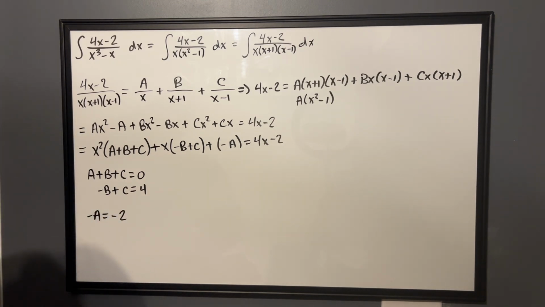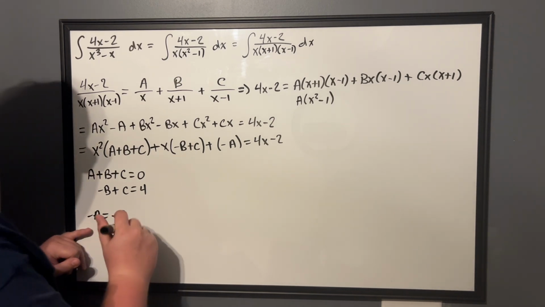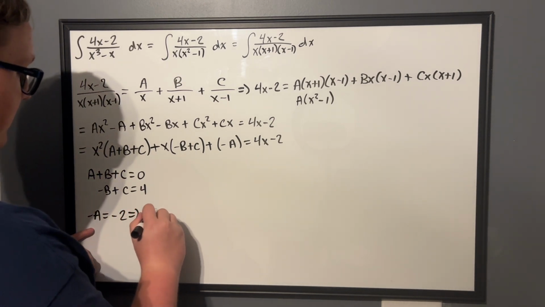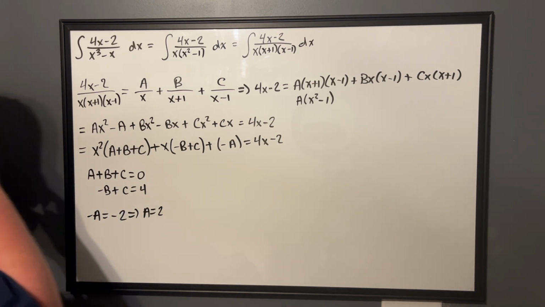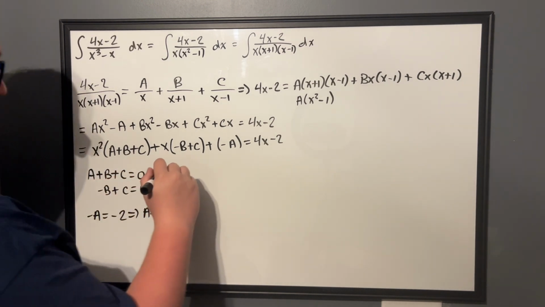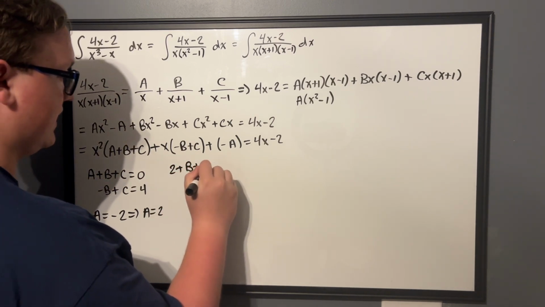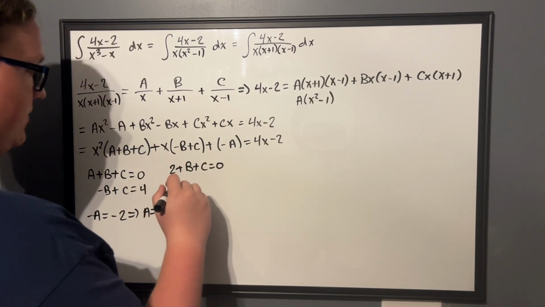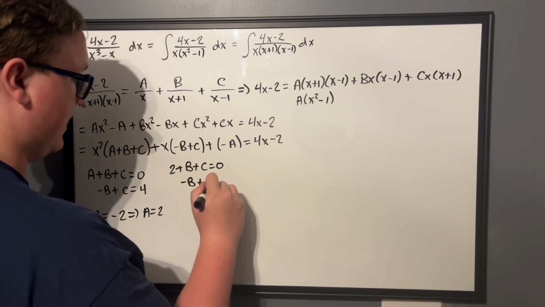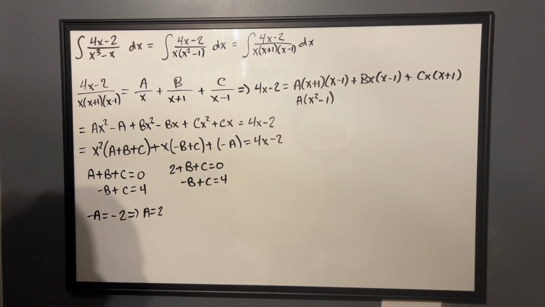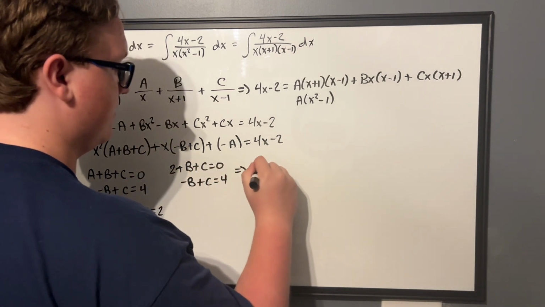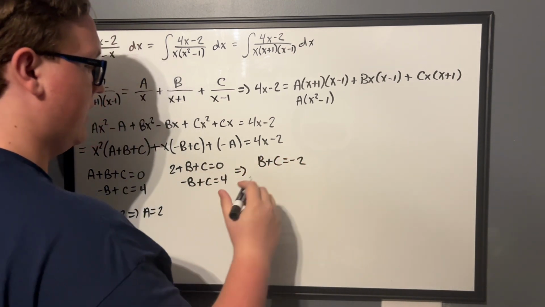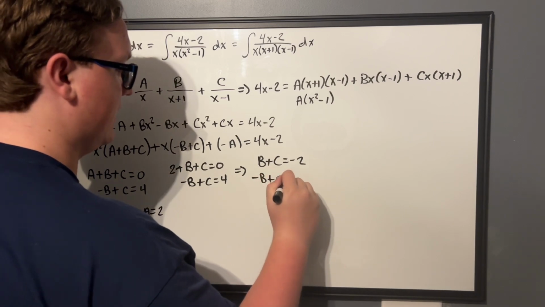So those are three equations that we can use to solve for a, b, and c. If negative a equals negative 2, this directly means that a is going to equal positive 2. Now, if that's the case, then we have 2 plus b plus c equals 0. And then we also have negative b plus c equals 4. We can subtract the 2 over, so then b plus c is equal to negative 2. And then we'll have negative b plus c is equal to 4.